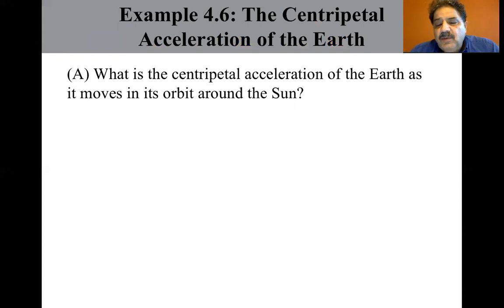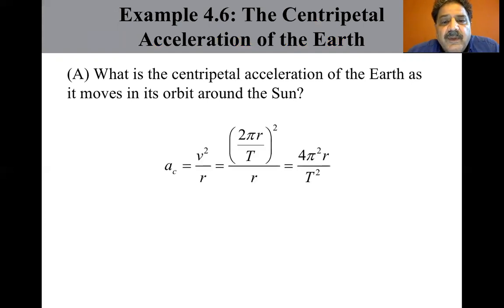Let's analyze it. We do not know the orbital speed of the Earth to substitute into the equation for the centripetal acceleration, but we can use the relationship between period and velocity to recast our question. So the centripetal acceleration is equal to v squared over r, and since v is equal to 2 pi r over T, v squared is equal to 4 pi squared r squared over T squared. So v squared over r is 4 pi squared r squared over T squared over r. We end up with 4 pi squared r over T squared. You'll see that the r cancels with the r squared on top.